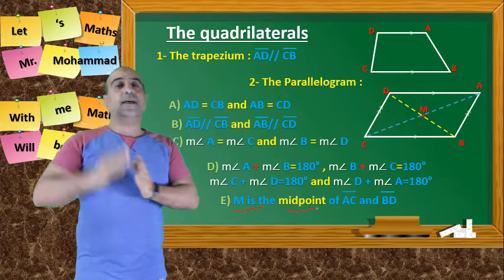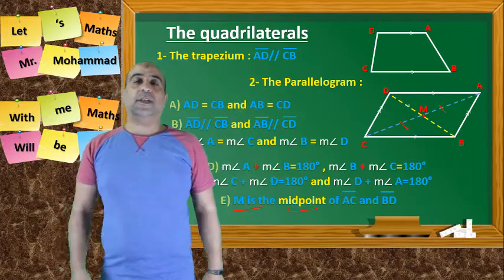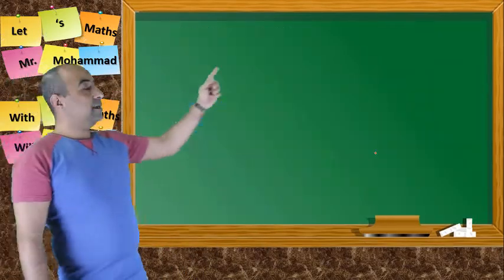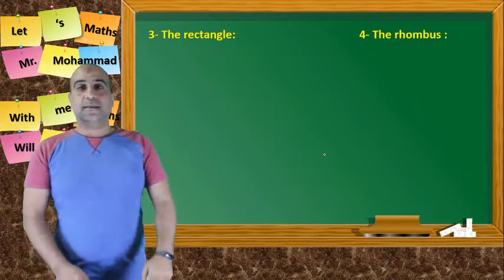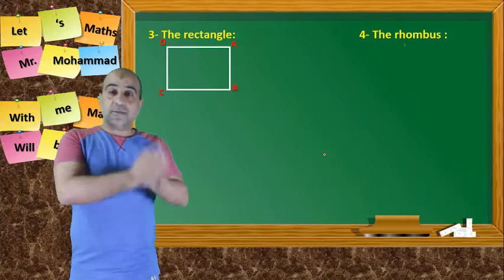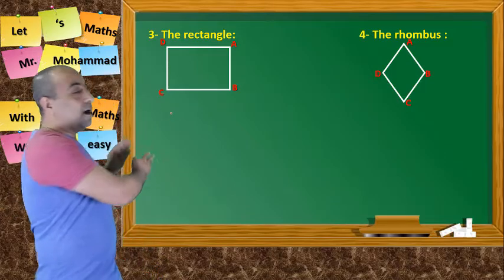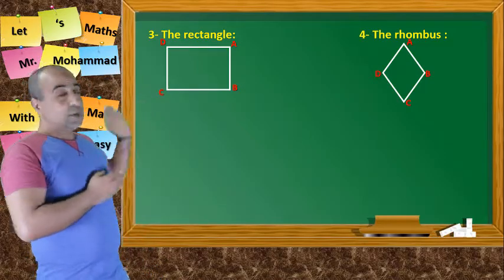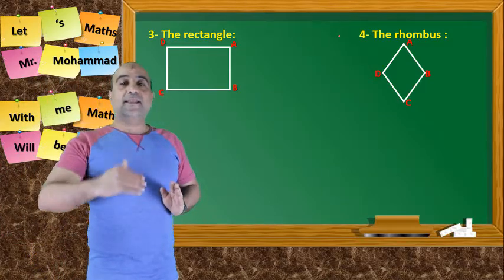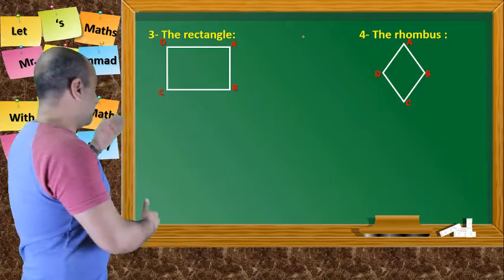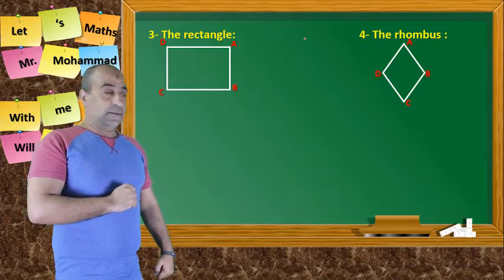And now let's see other quadrilaterals. We will talk about two quadrilaterals: the rectangle and the rhombus. That is the rectangle, and that is the rhombus. The rectangle and the rhombus have the same properties of the parallelogram, because they are parallelograms, but with extra properties. What are the extra properties of the rectangle and of the rhombus?